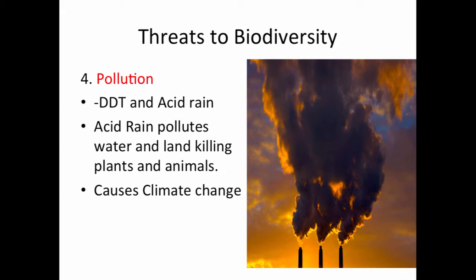The last major threat to biodiversity is pollution, and humans are polluting this planet at an alarming rate. One way is by putting chemicals into the air, and the chemicals in the air eventually come back down and create acid rain. And acid rain is basically a solution that changes nature's pH of 7 down to something like a 3. Most organisms can live in a 7, but they can't live in a pH of 3. And so we're killing off plants and animals by our pollution.